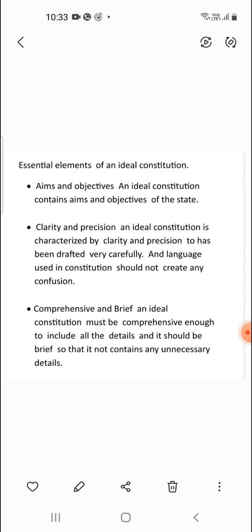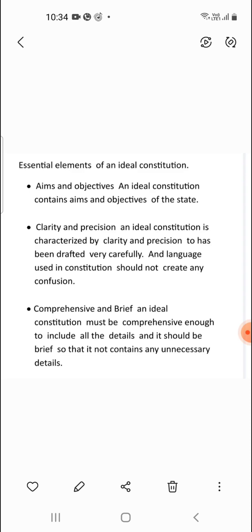Next one, clarity and precision. As you all know, the Constitution is a very big document, but it has to contain clarity and it should be small. The principles should be very clear and the language used in the constitution should not create any confusion among the people. Next, comprehensive and brief. It should be comprehensive, meaning it should include all. At the same time, it should be brief.